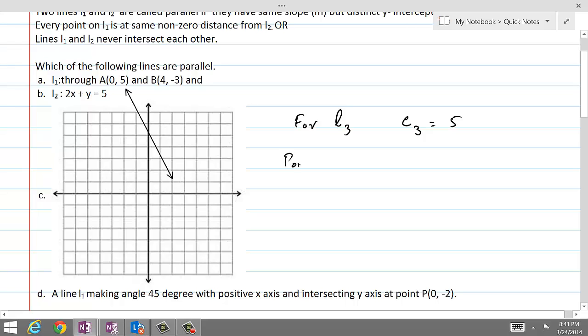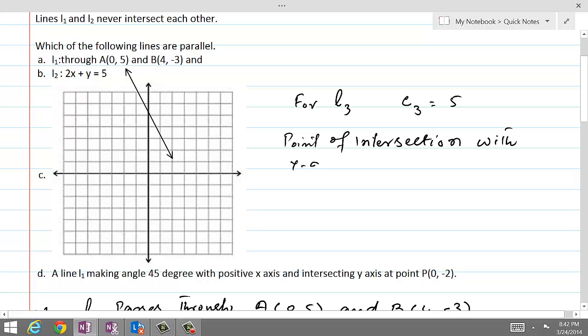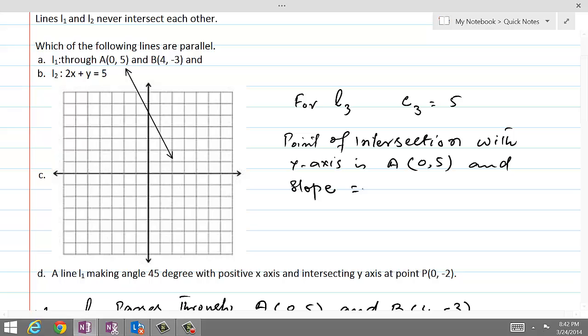This means the point of intersection with the y-axis is (0, 5), and the slope is equal to, on the graph for this line, we can find out the slope by rise over run.